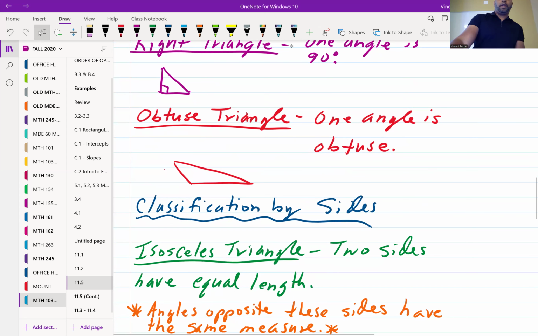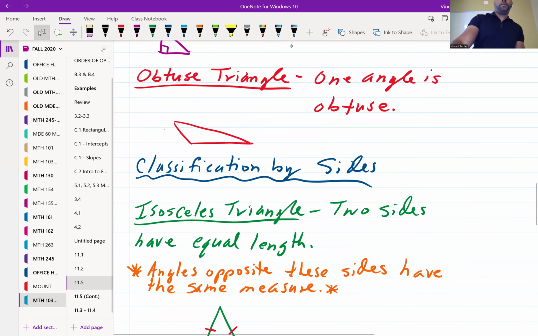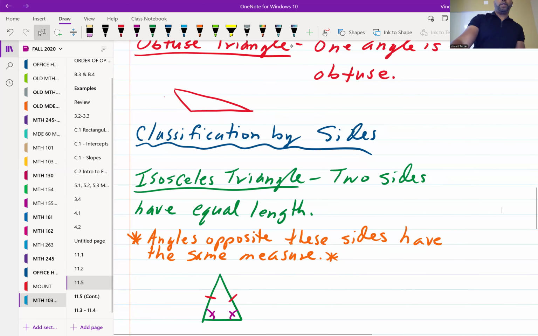All right, next we can classify the triangles by sides. The first one is isosceles. When two sides have equal length. And so notice a little note there, angles opposite their sides will have the same measure as well. So if you have two sides that have the same length, that means you have two angles that have the same measure.